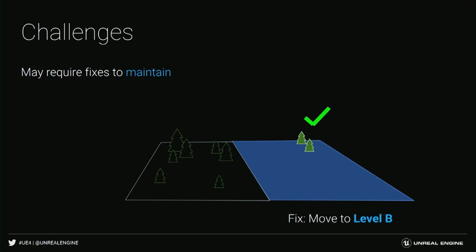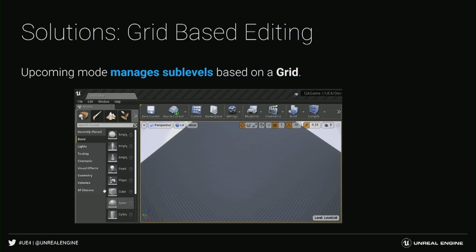So we've identified this as something we really want to improve upon because even internally we spend a lot of time on these things. So one of the solutions, and this was also mentioned in the keynote, is that we're exploring an upcoming mode to manage sublevels based on a grid automatically. This is just an image from a prototype right here, but hopefully it conveys the rough idea that we have a concept of a grid splitting up this terrain or floor surface here.